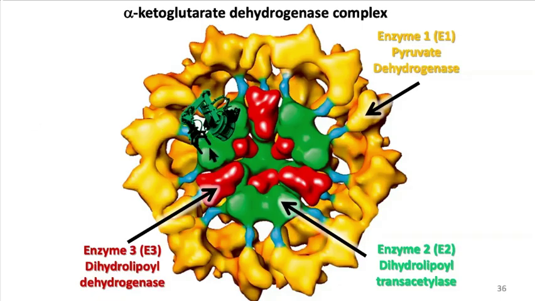Then, in the meantime, the dihydrolipoyl has been reduced to 2 sulfhydryls, which come over to complex 3 and pass those sulfhydryls over to FAD to make FADH2.